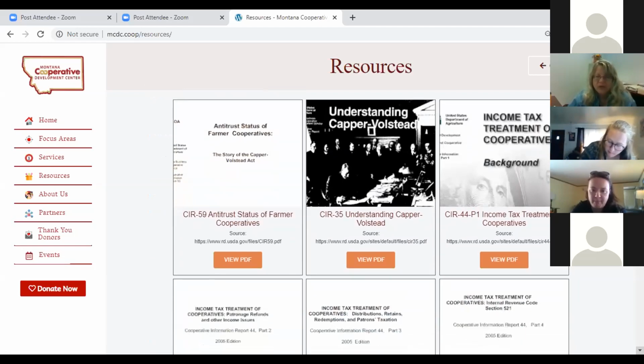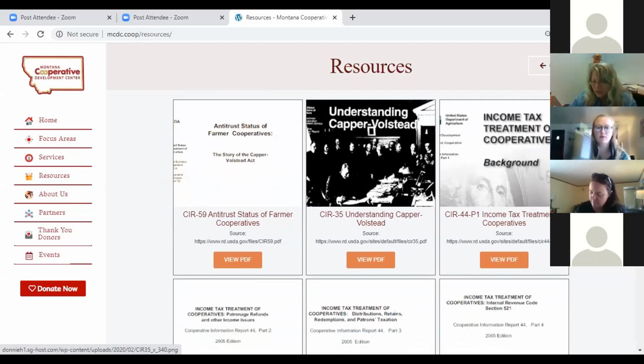That's a great thing to do. The Capper-Volstead piece of legislation, and this is a pretty decent document too here, is the fundamental reason why cooperatives have these taxing advantages. So that one kind of gives you a historical perspective of it. I like the one with the picture of the dollar, Washington right there, which is the third one in that row. Income tax treatment of cooperatives.